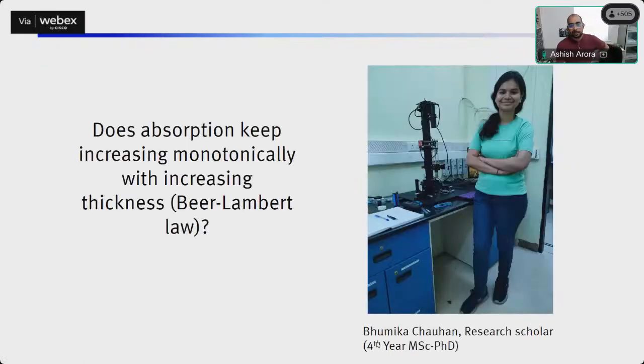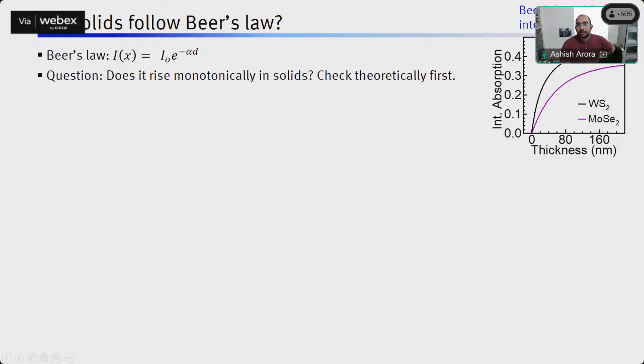She is Bhumika, and she is now a fourth year MSc PhD student. She has worked on this project. Now, the point is the following. This law says that as the thickness increases, if I ignore all kinds of interference effects in the material, which is what Beer's law follows, then the absorption should keep rising and then it should saturate as the thickness is increasing. This is what the law said.